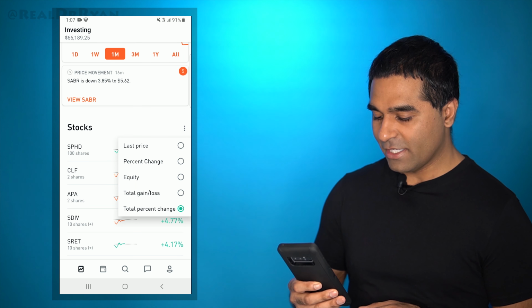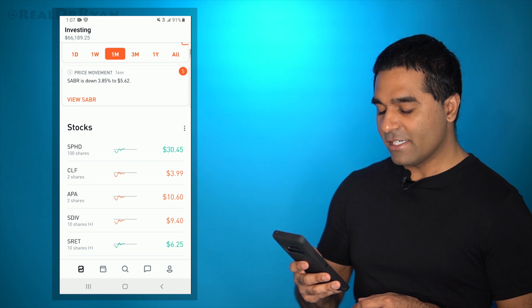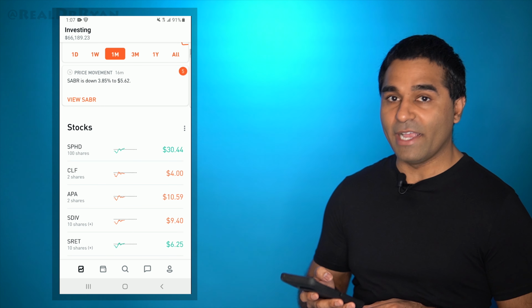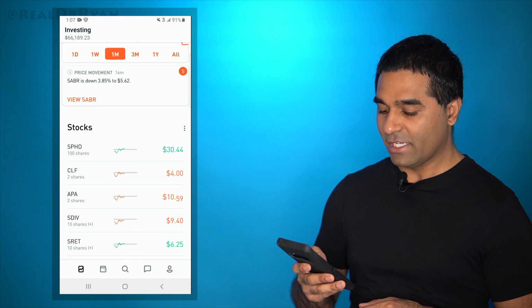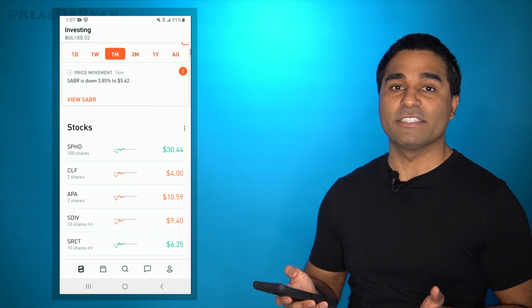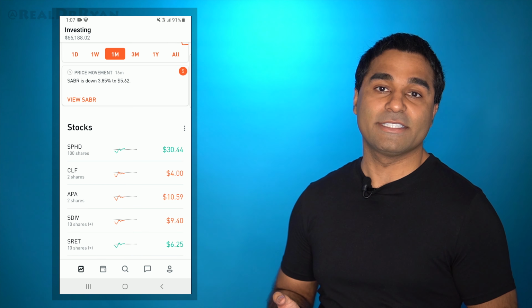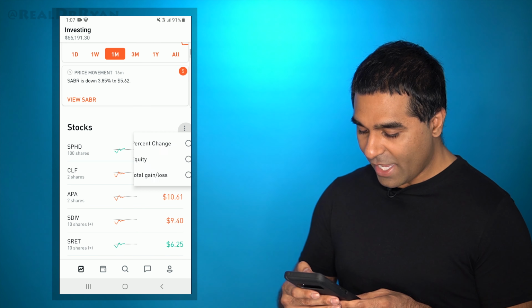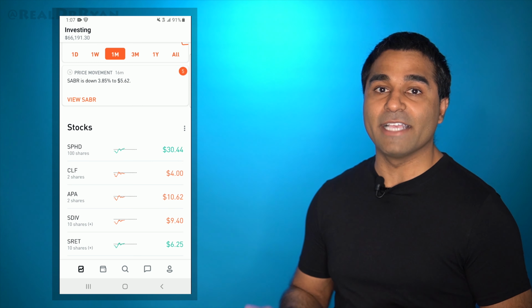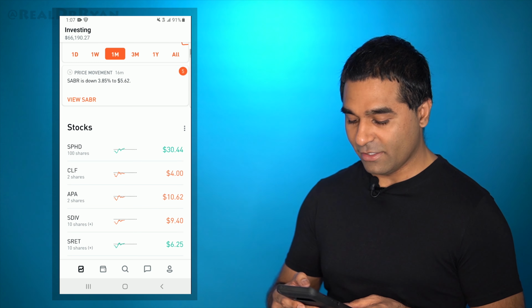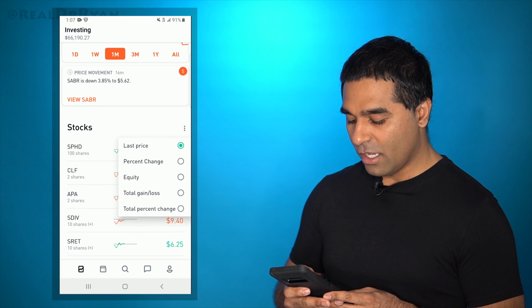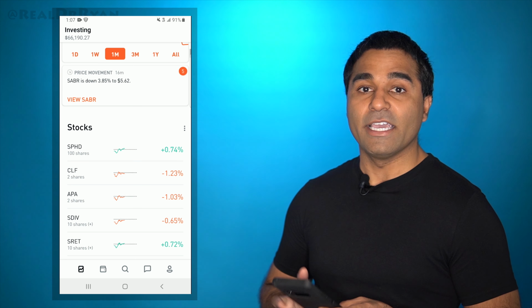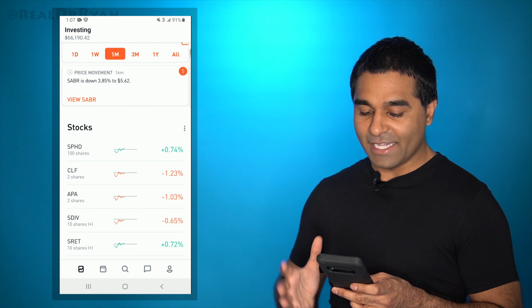So if you go ahead and you click on last price, it'll actually show you what the last price was for this particular stock. And it moves when the market's open because the price of a stock is always in a state of flux. It's always changing as long as the market's open. So if you click on last price, it'll show you the last available price for that particular stock.